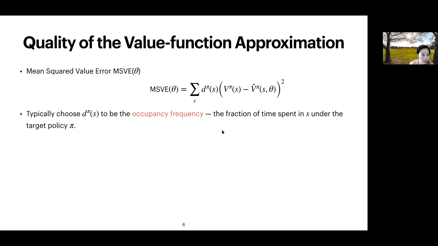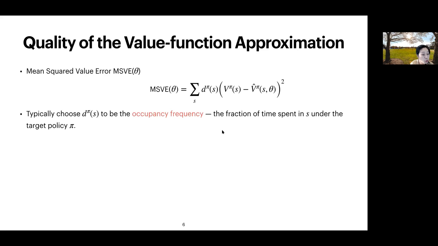So the point here is that states are not equally important. Why? Because based on different policies, I might spend a longer fraction of time in state S1 versus S2, right?